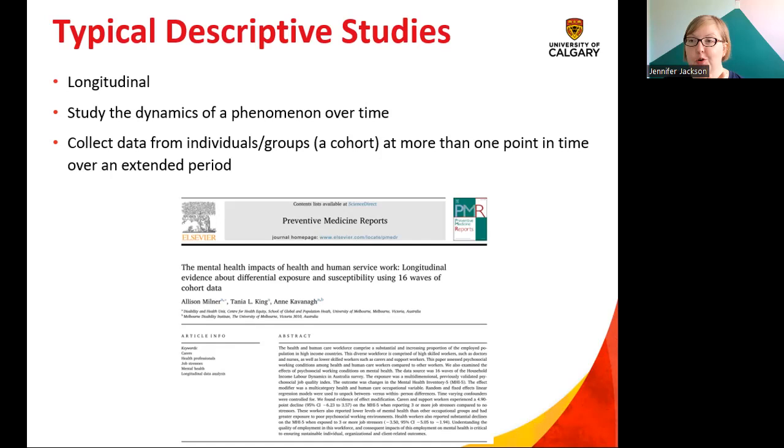So you might look at children who were born during the pandemic and follow them for years to see if decreased socialization in the first year of their lives had any long-term consequences. The example on the screen is about the impact on mental health of human service work. What happens when we have nurses and other healthcare professionals working in poor working conditions? They followed people for a long time, and they found that poor working conditions over time mean that people's mental health deteriorates.